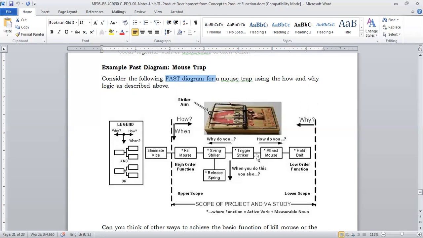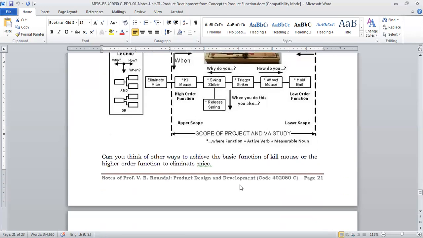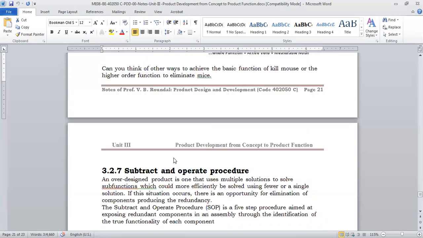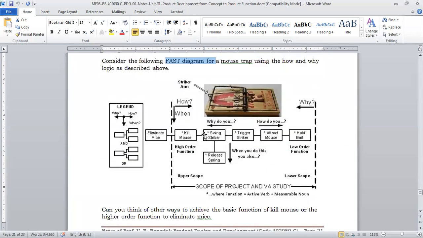This is a higher order function. This is a lower order function. The lower scope starts with hold bait, and the higher scope is kill the mouse. Okay, and release the spring. Right, that is what other functions need. Now this is another FAST diagram for releasing the spring. So releasing the spring is a function which is dependent on this. Can you think of other ways of achieving this? Basically, kill mouse.